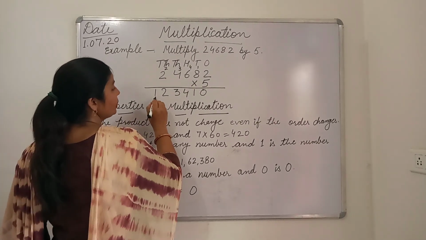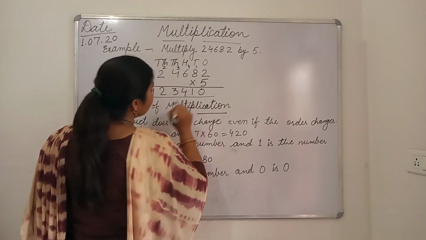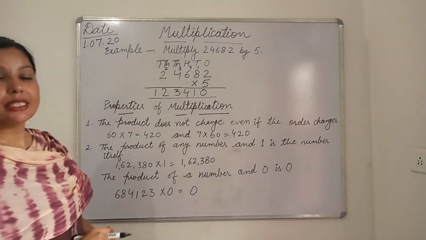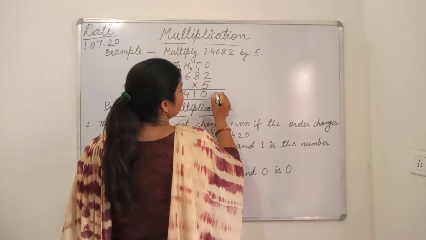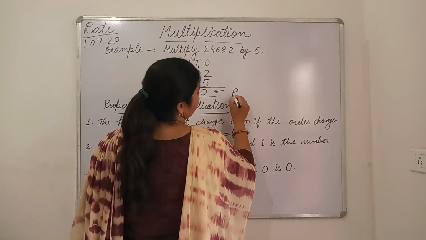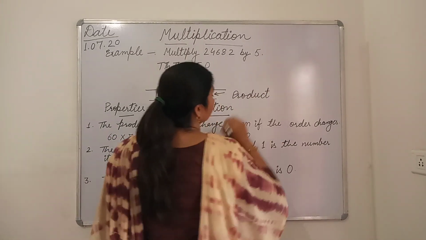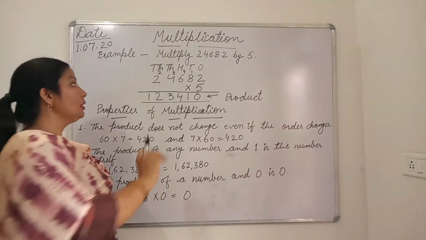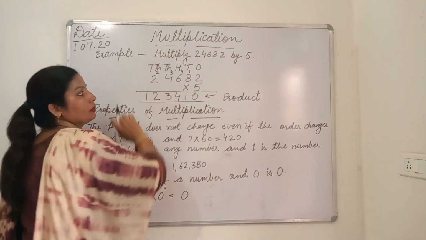What's our answer? 1,23,410. This is our answer. So what do we call this answer? This answer is called the product. Okay. The result of multiplication is called the product. Okay. So what is the product? The result of multiplication.